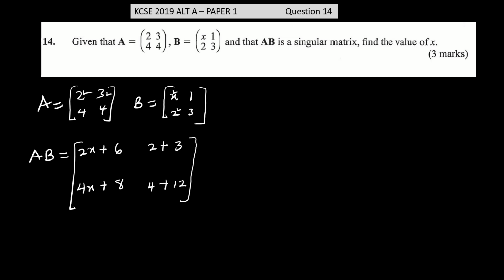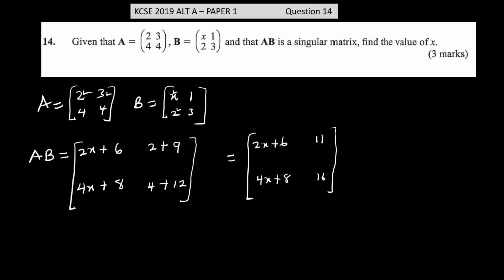I think I made a mistake here. This will be 9, since we are multiplying 3 and 3, this is 9. So this now equals 2x plus 6, 4x plus 8, 2 plus 9 is 11, and 4 plus 12 is 16. This is our matrix AB.